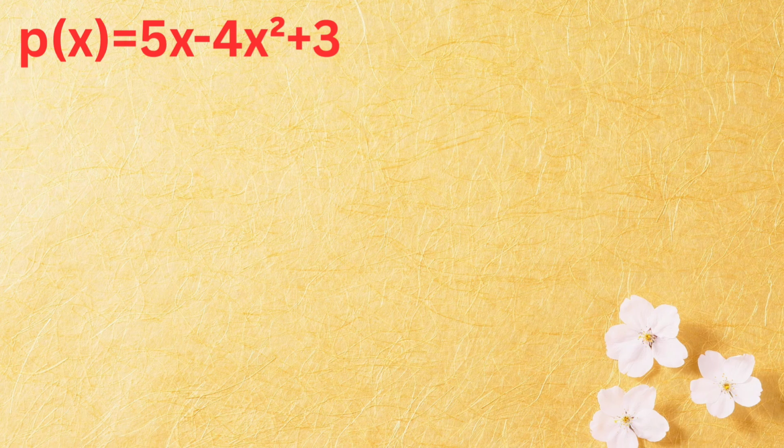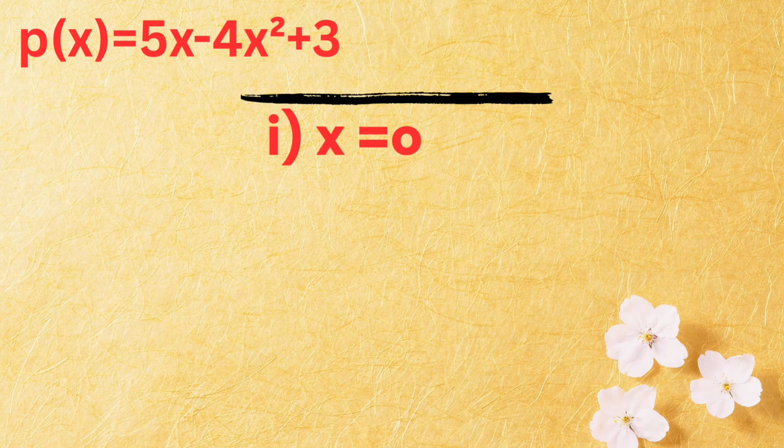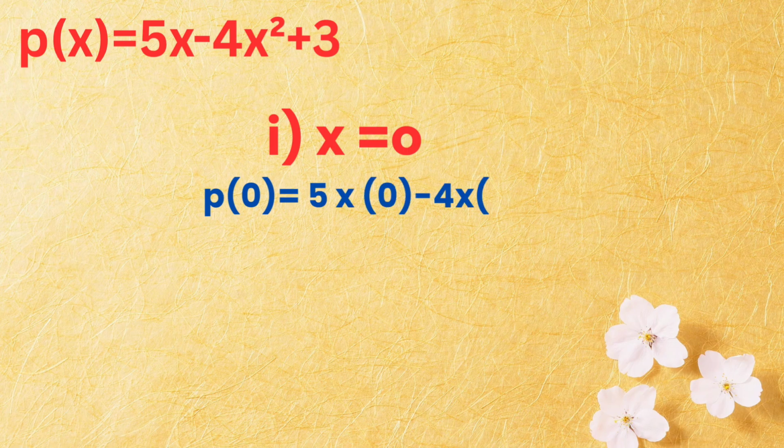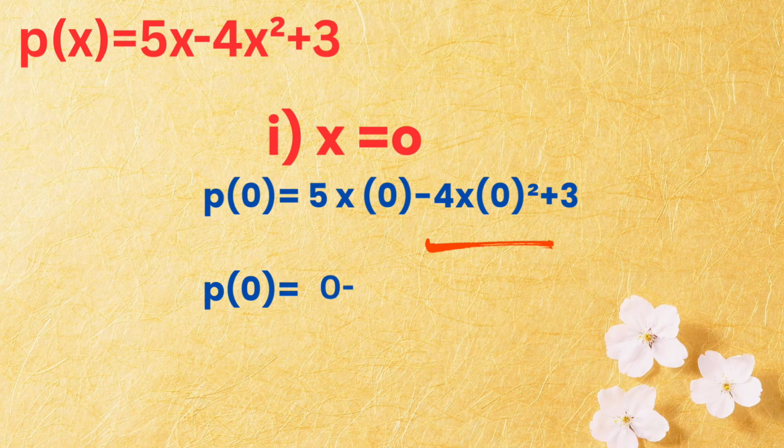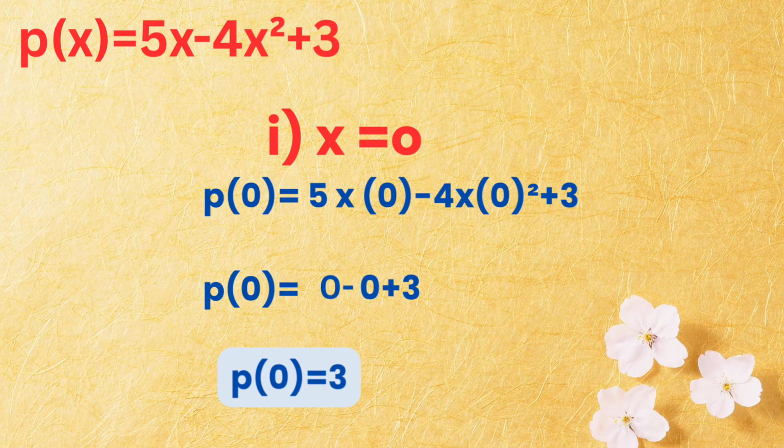Here x is equal to 0. Now put the value of x in the given expression. It will become p0 equals to 5 multiplied by 0 minus 4 multiplied by 0 square plus 3. Here 5 multiplied by 0 will become 0 and 4 multiplied by 0 square will become 0 plus 3. Now the value of p0 is 3.